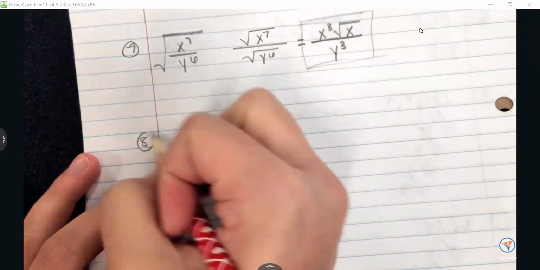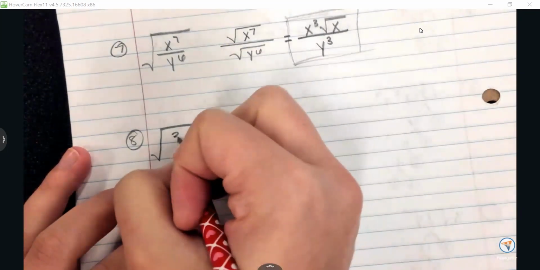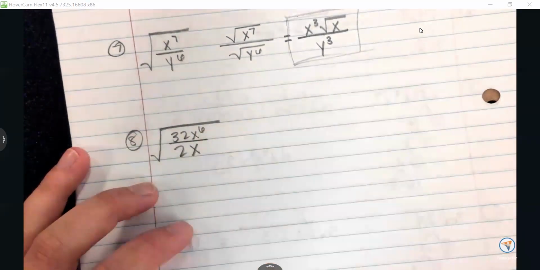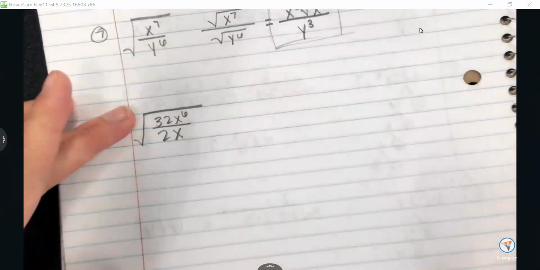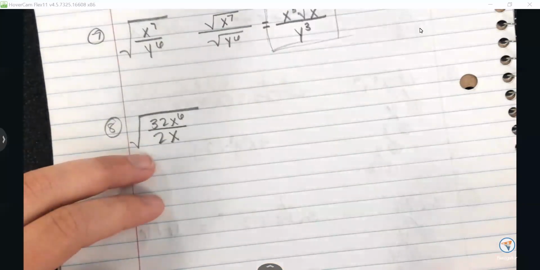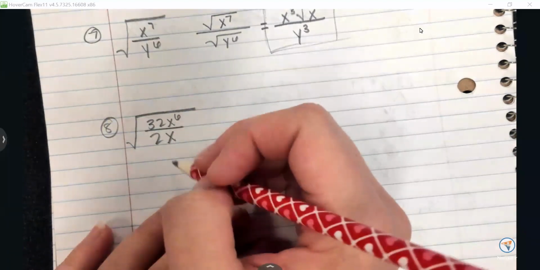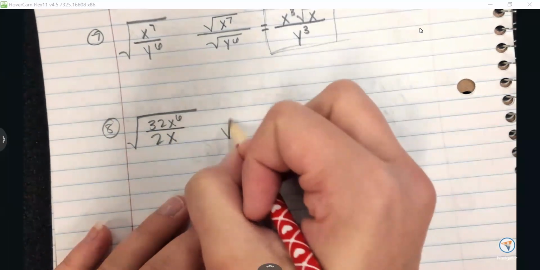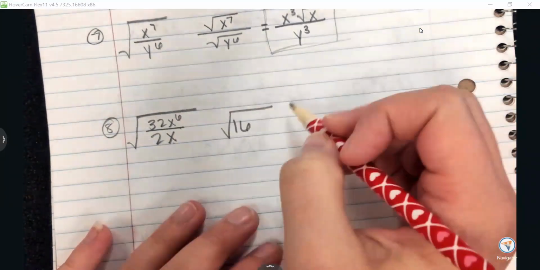So let's go try this last one, and then you'll be on your own. Square root of 32x to the 6th over 2x. Is 32 a perfect square? Is 2 a perfect square? No, neither one of those are perfect squares. So I would try to simplify my fraction. So what is 32 divided by 2? 16. What is x to the 6th divided by x?